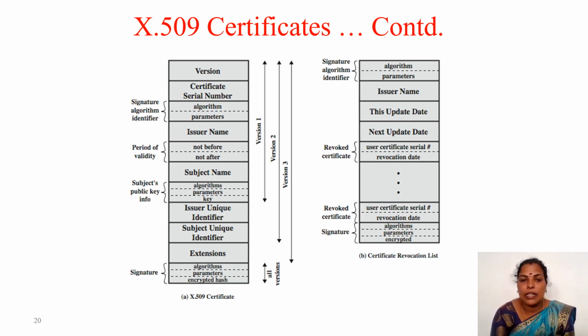The certificate revocation list consists of the algorithm and parameters, then the issuer name, then the update date, the next update date, then the user certificate. Here we have only the revoked certificates. Then the user certificate serial number, then the revocation date. How many times a certificate is revoked, all those details are here. Then finally the signature is there.